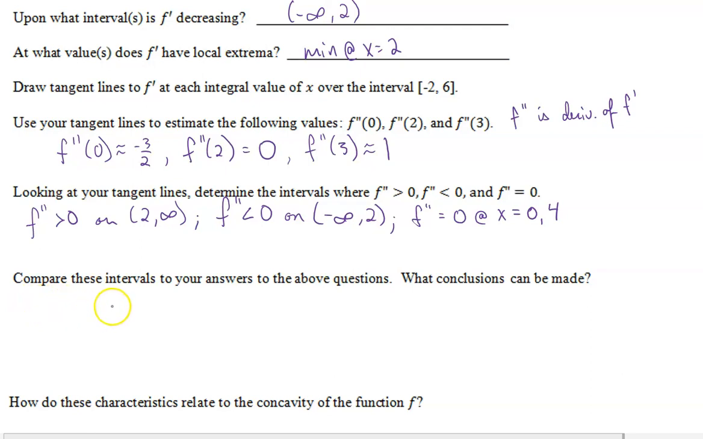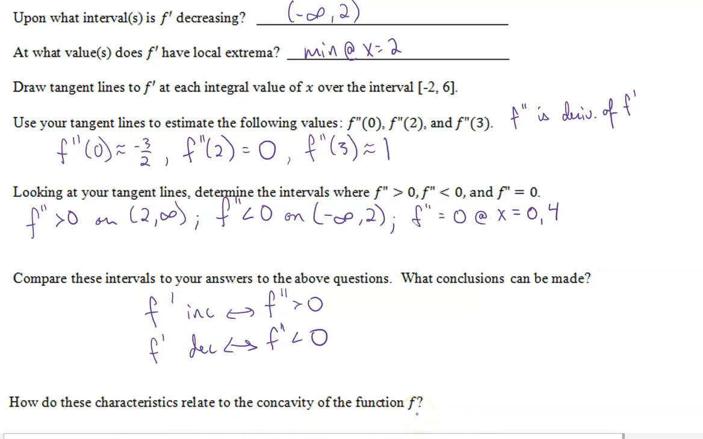So leave some space to the left of this one. Okay, so f prime is increasing if and only if f double prime is positive, and f prime is decreasing if and only if f double prime is negative. Okay, and I'm going to add onto the left side of this something about this next question.